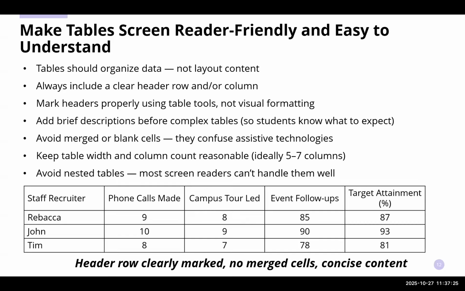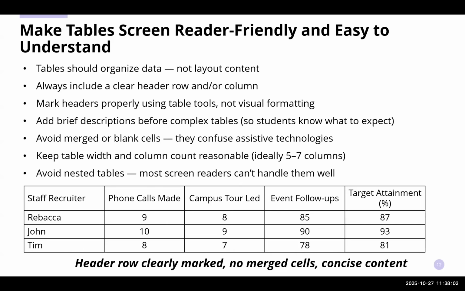Also, try to keep tables a reasonable size, that is 5 to 7 columns wide, and avoid nesting tables inside one another. Instead, create single tables, because screen reader users would really struggle with nested tables in a document. So when tables are well designed and thoughtfully described, they become a powerful tool that makes data clear, accessible, and easy to understand for everyone.